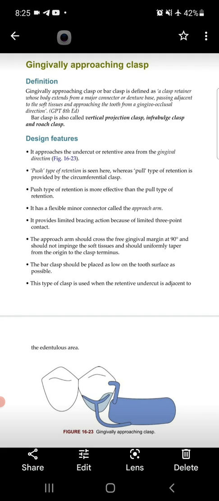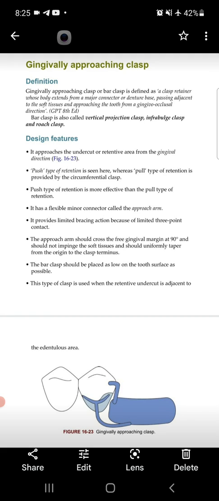First we start with the definition, but first we look at the words gingivally approaching clasp. Gingivally means gingiva, approaching means from where they approach, and clasp is clasp. A gingivally approaching clasp basically approaches from the denture base or major connector, and its approach is gingivally to occlusally, meaning from the gingiva to the occlusal surface of the teeth, from below to top. This is the gingivally approaching clasp.